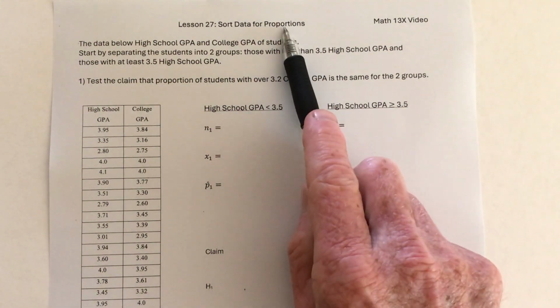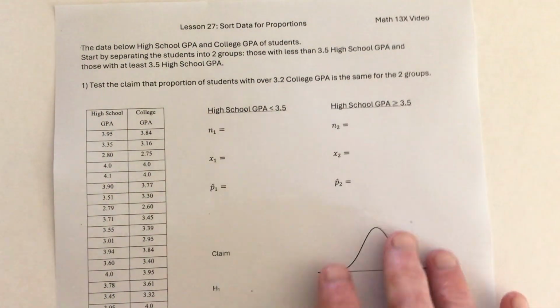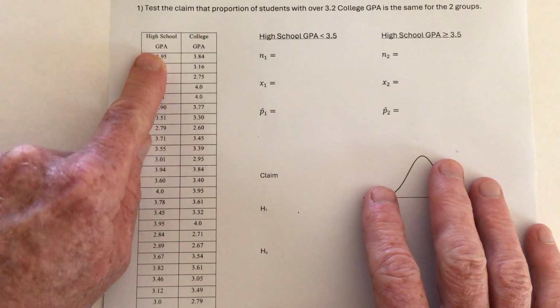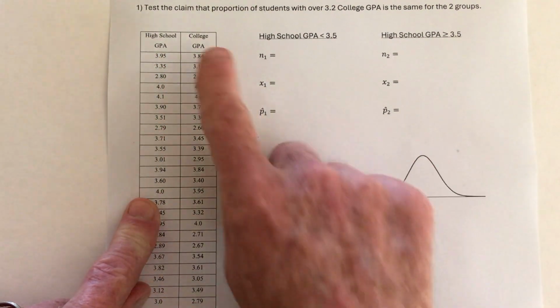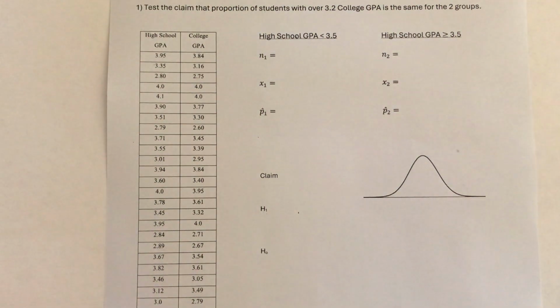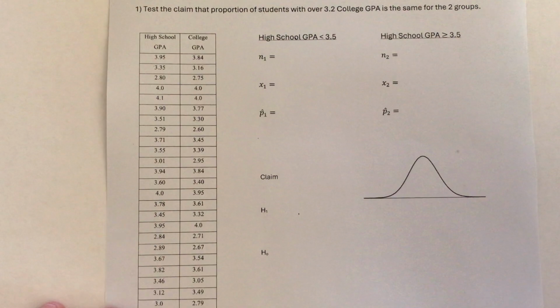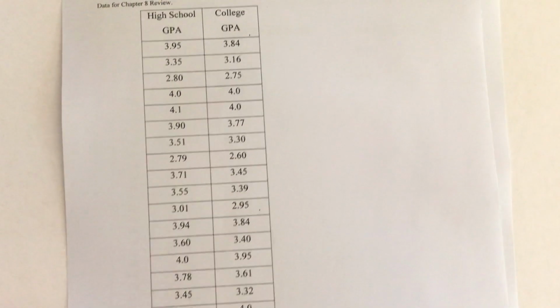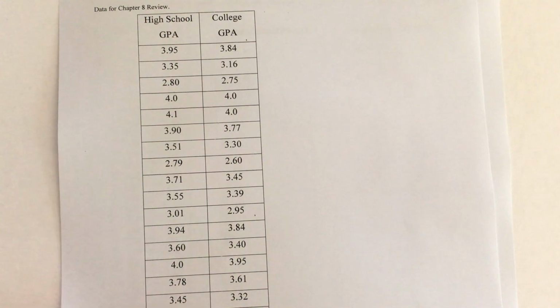This one, proportions. So I have this data right here, and this is the student's high school GPA, and this is their college GPA. So we're basically going to see if there is a relationship between them. And as you can see, that print is sort of small, at least it looks that way to me on the screen, so I just made a bigger copy of it right here.